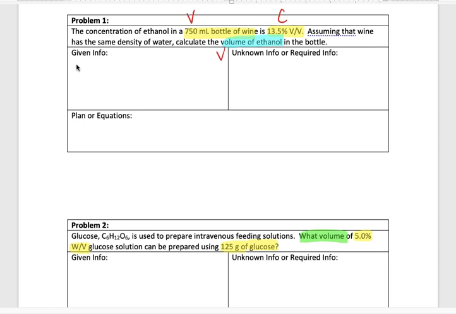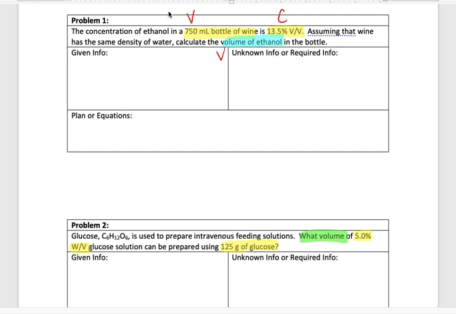I've gone ahead and started highlighting all the numbers that I see, and then I'm looking through and finding what it is that I need to find. Okay, so now I'll go through the process of identifying specifically what I have. I have a 750 milliliter volume, 13.5% volume concentration. It says the concentration of ethanol in the bottle of wine is this, assuming that wine has the same density of water, calculate the volume of ethanol in the bottle.